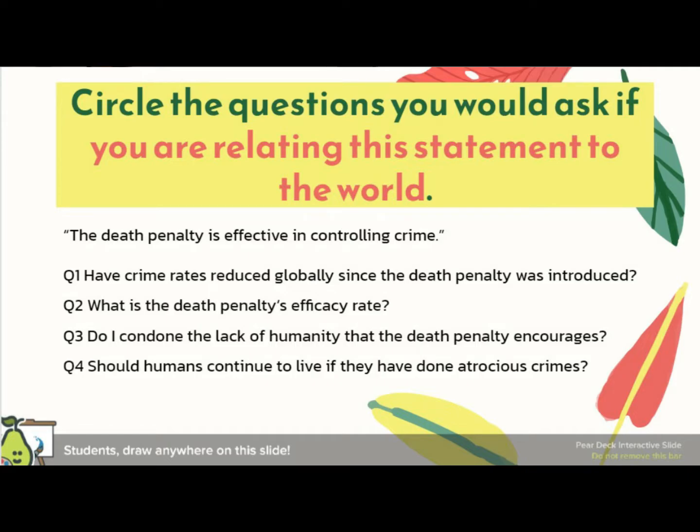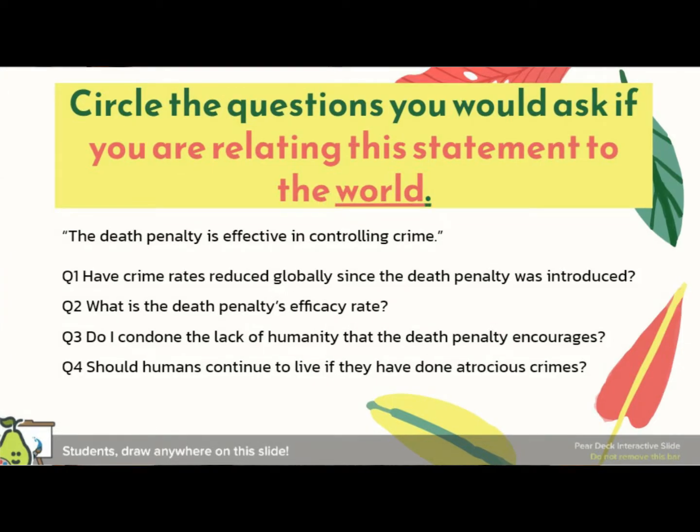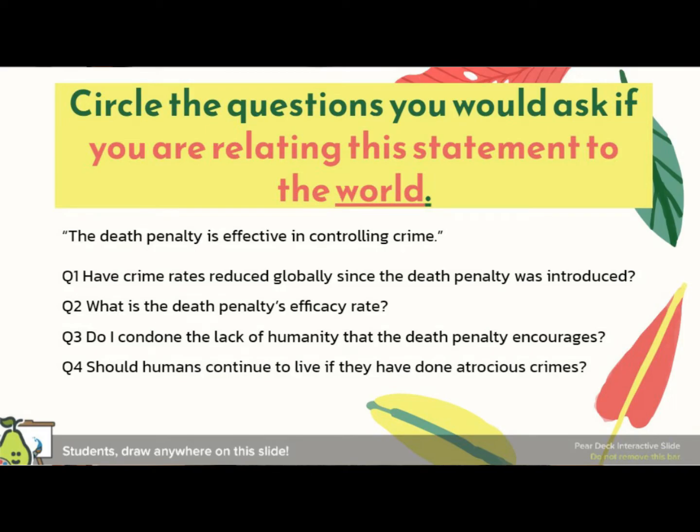What word should I underline? The word world. Good. Also, what is this statement talking about? People or a method? Pause the video and think about it. You may play the video when you have the answer. Right, it is talking about a method. So, look for text-to-world questions relating to a method. Read the statement and circle the questions accordingly. You have 1 minute. Pause the video and play again when you are ready to answer.